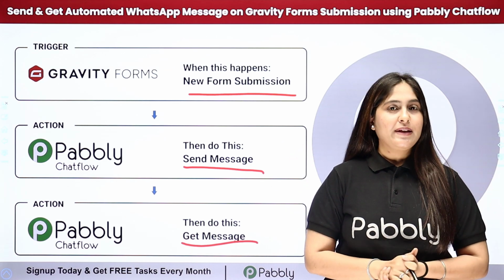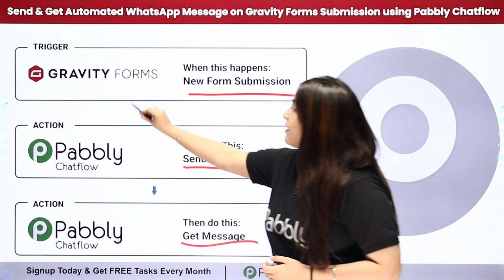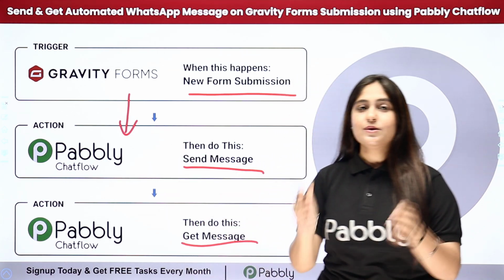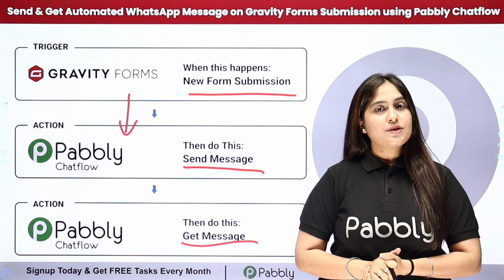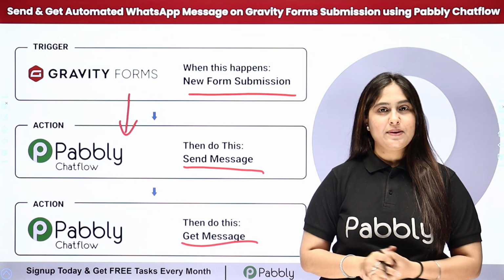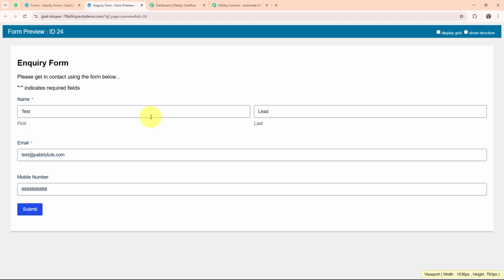So now to automate the entire process, I need to connect my Gravity Forms with my Pabbly Chatflow account using an automation software named Pabbly Connect. So to see the working of this automation and to learn this process step by step, let me take you to my screen. Welcome to my screen.